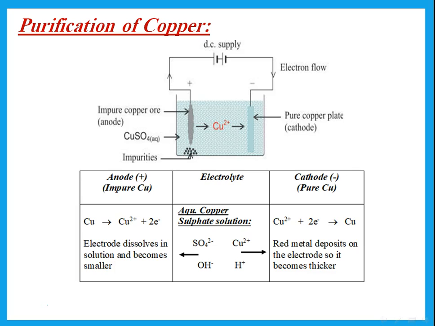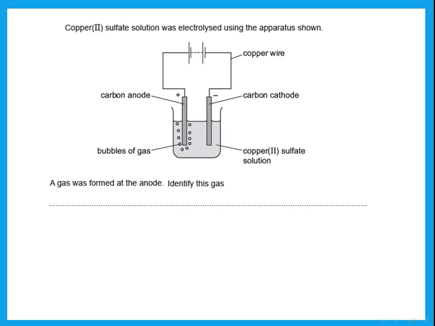on the cathode. So what happens is the anode dissolves in solution, so as such it will become smaller and smaller, while at the cathode, the reddish metal of copper deposits on the electrode, so the electrode becomes thicker. We have to know this.